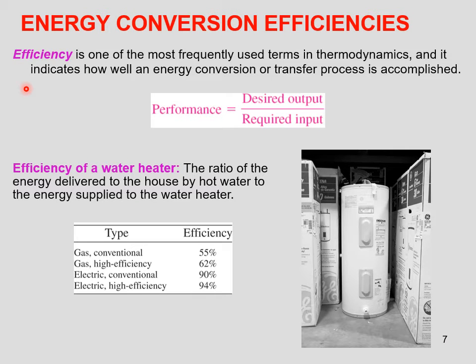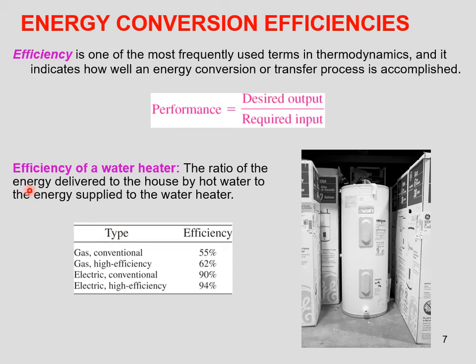Efficiency is one of the most frequently used terms in thermodynamics. It indicates how well an energy conversion process is accomplished. The basic definition is that performance is equal to desired output over required input. And you can often see these efficiencies, for example, on water heaters. If you go look at water heaters, that's exactly what it's telling you.